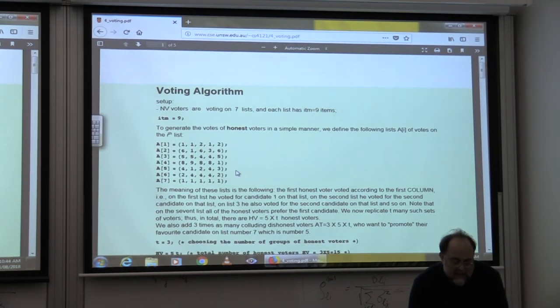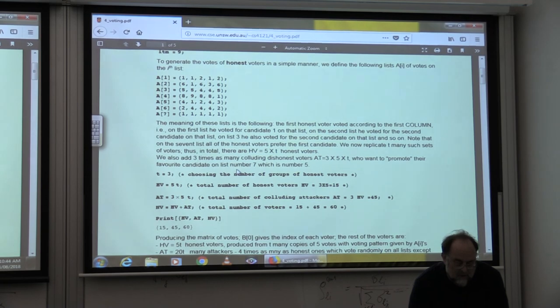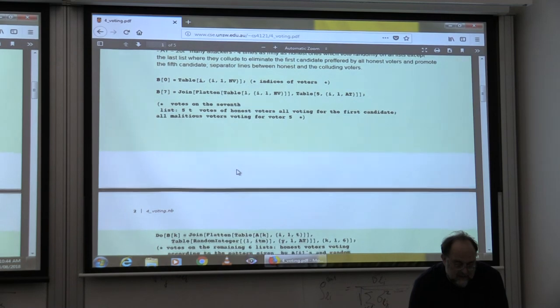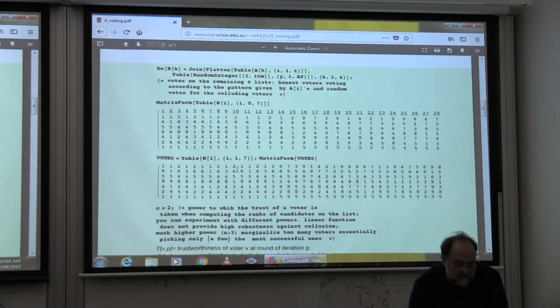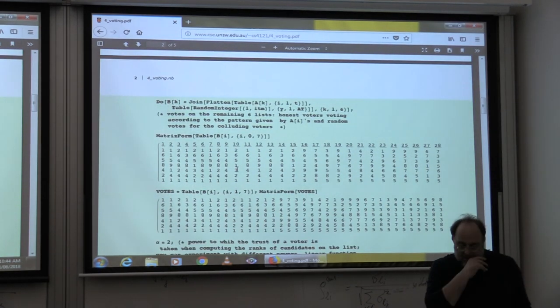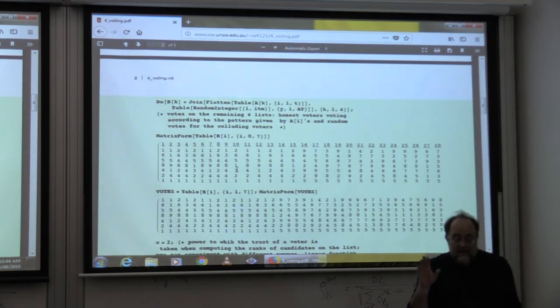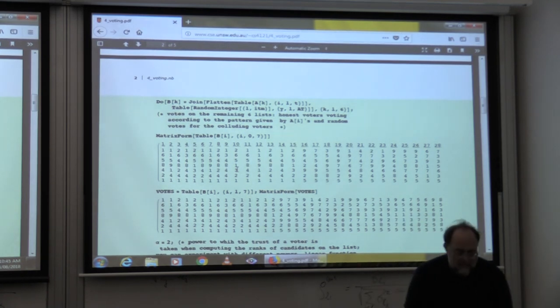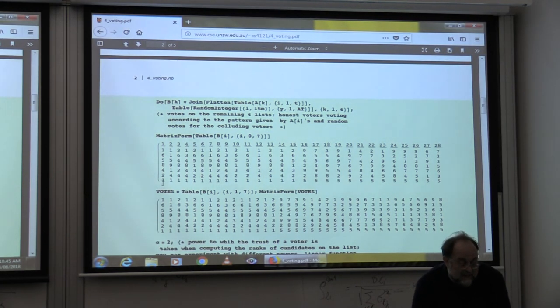If you are not used to Mathematica, this probably will be a little bit confusing, but the idea is this. I have in this example 15 honest voters and 45 crooks, right? Which would be roughly the fraction of honest people and crooks in real life. So the honest voters vote God knows how, but these are their choices.